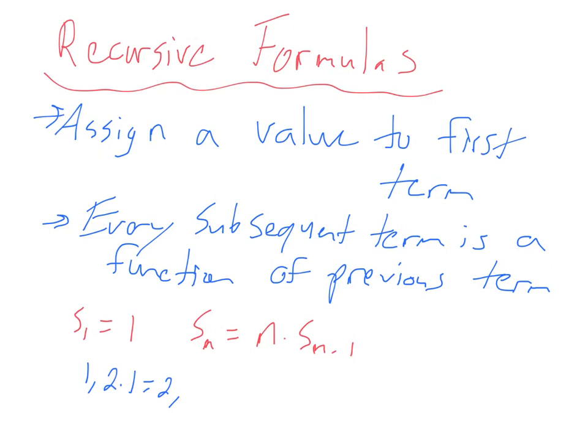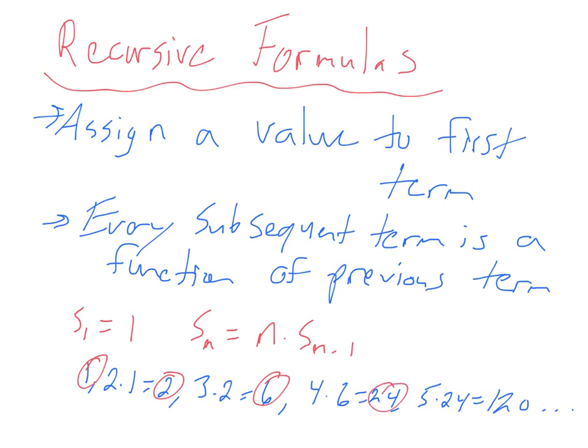The third term is going to be 3 times the previous term, which is 6. The fourth term is going to be 4 times the previous term, which is 4 times 6, which is 24. And the next one is going to be 5 times the previous term, 24. We see that sometimes these recursive functions can increase very quickly, so that's going to be 120, and so forth. So it goes 1, 2, 6, 24, 120. It really takes off there at the end.